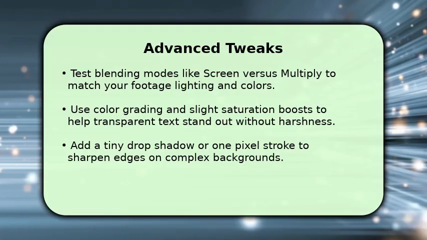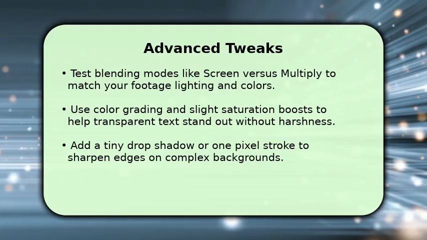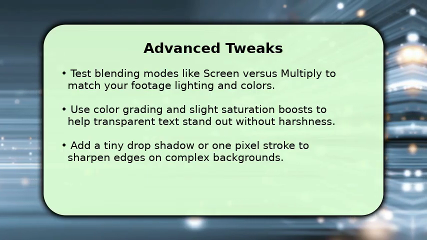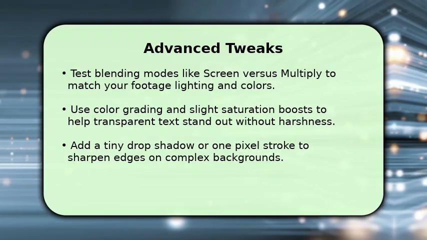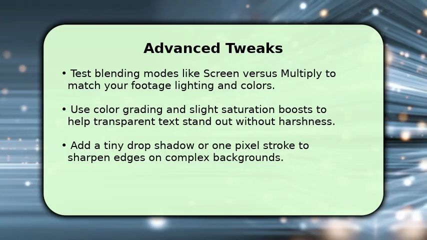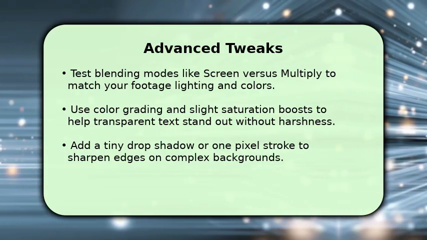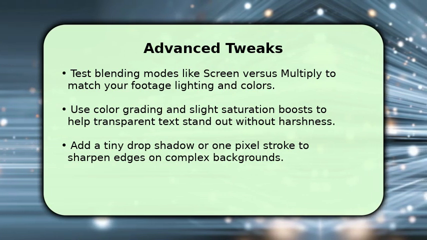Try layer blending modes like screen versus multiply to see what works with your footage. Use color grading to make transparent text pop and adjust saturation rather than brightness for subtlety. If edges still read poorly, add a tiny drop shadow or increase stroke width by 1 pixel to define shape.